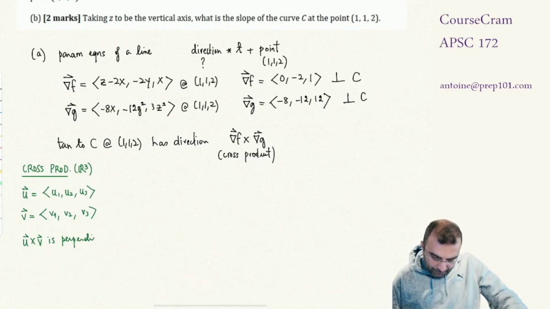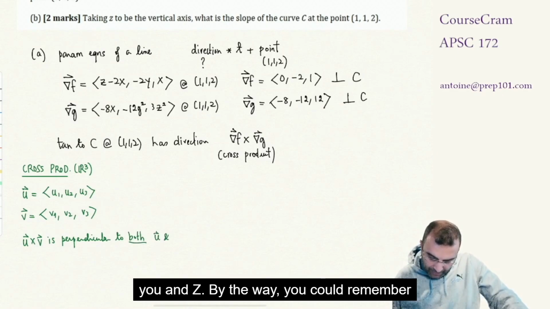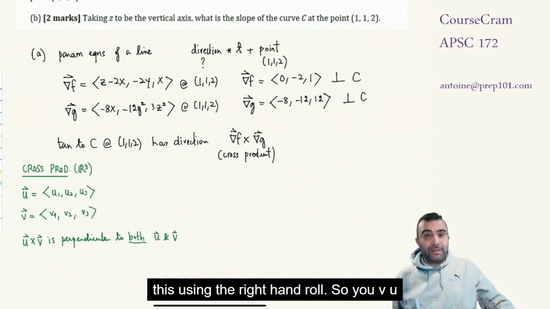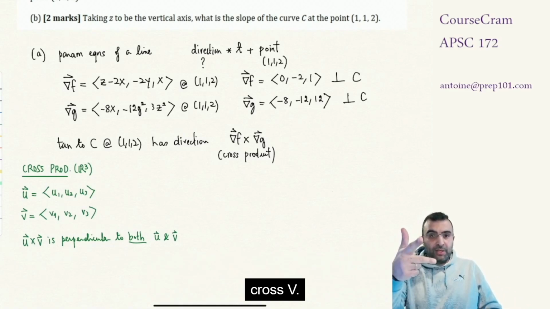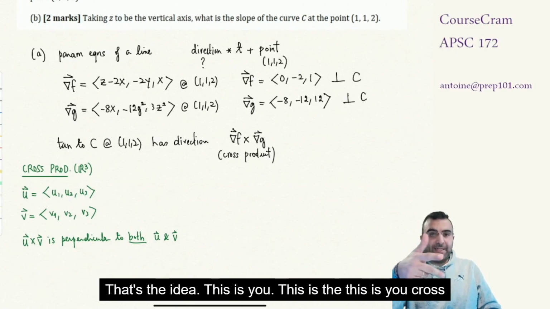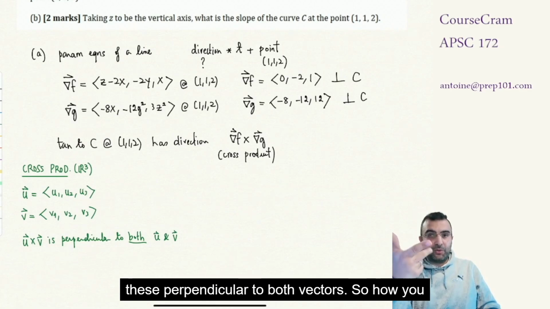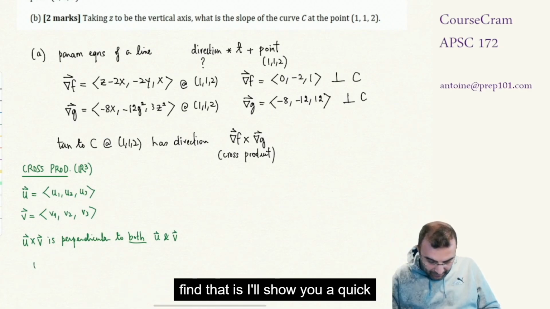perpendicular to both u and v. By the way, you could remember this using the right hand rule. So u, v, u cross v. That's the idea. This is u, this is v, this is u cross v. It's perpendicular to both vectors. So how you find it is, I'll show you a quick idea.